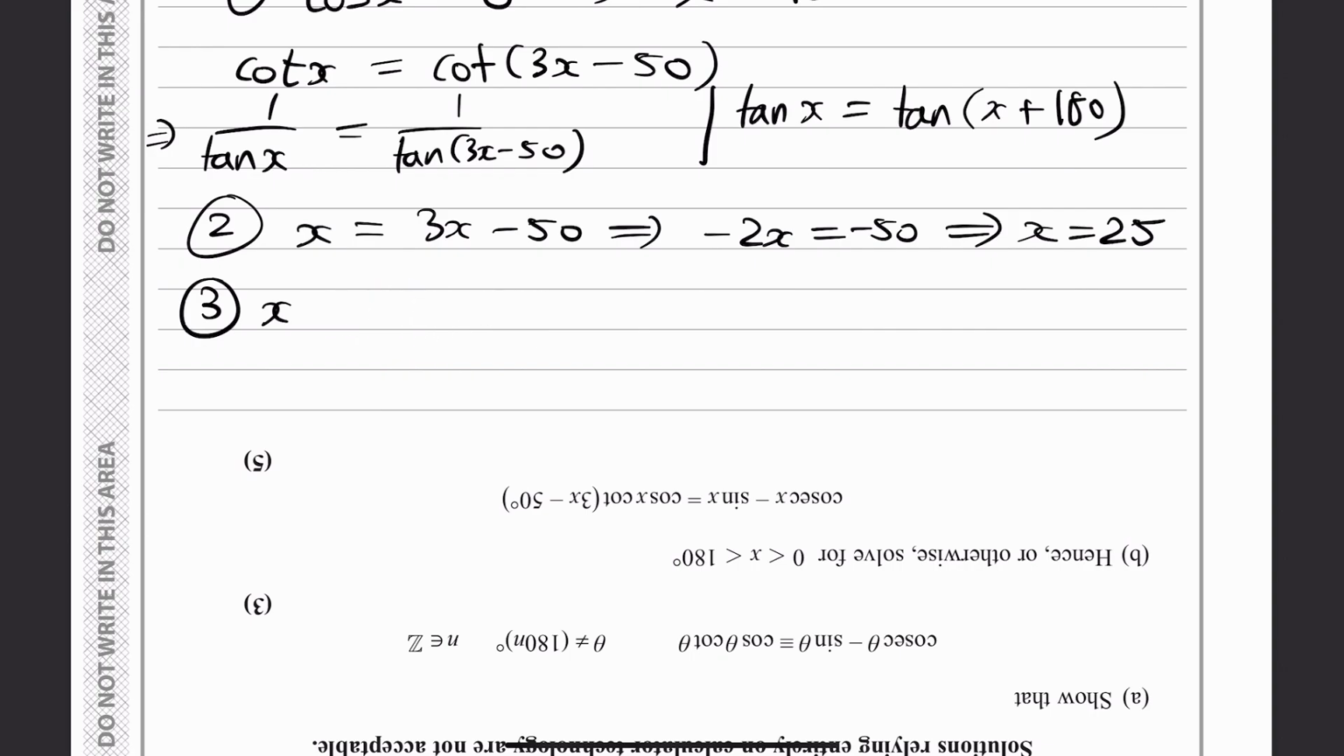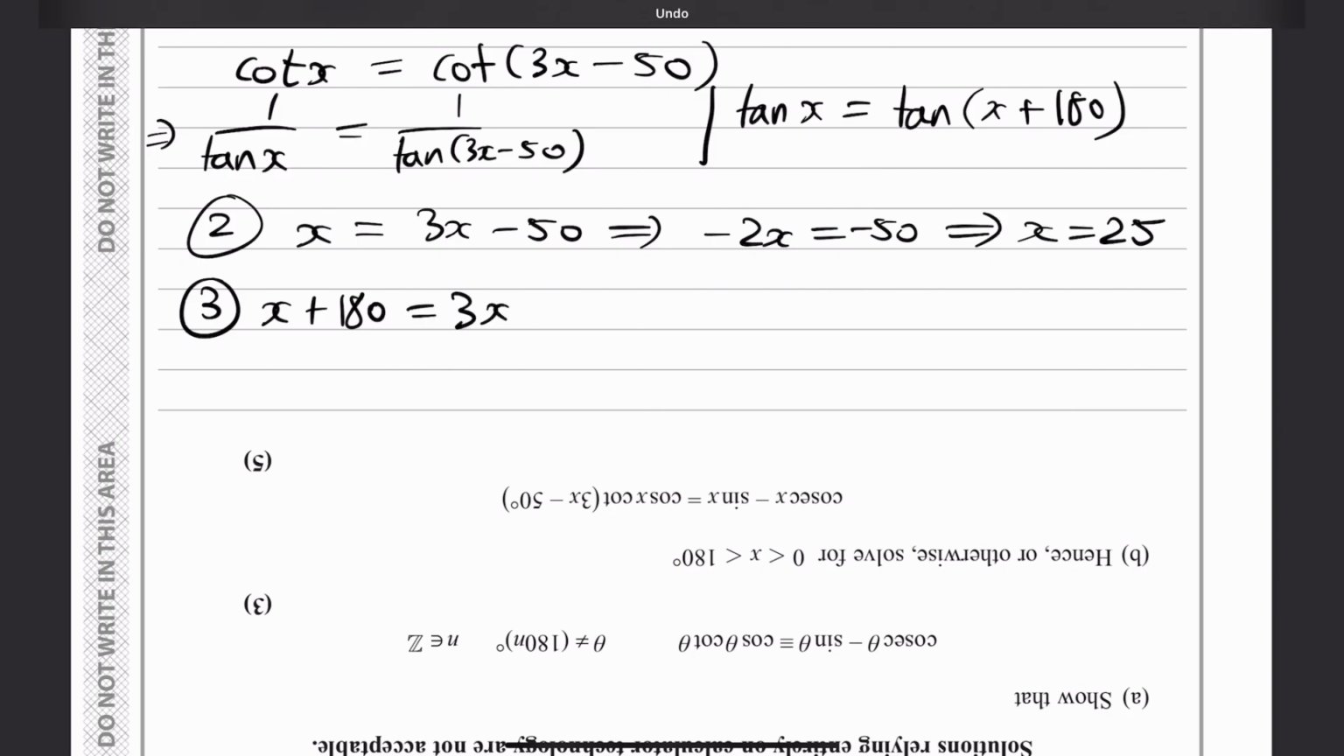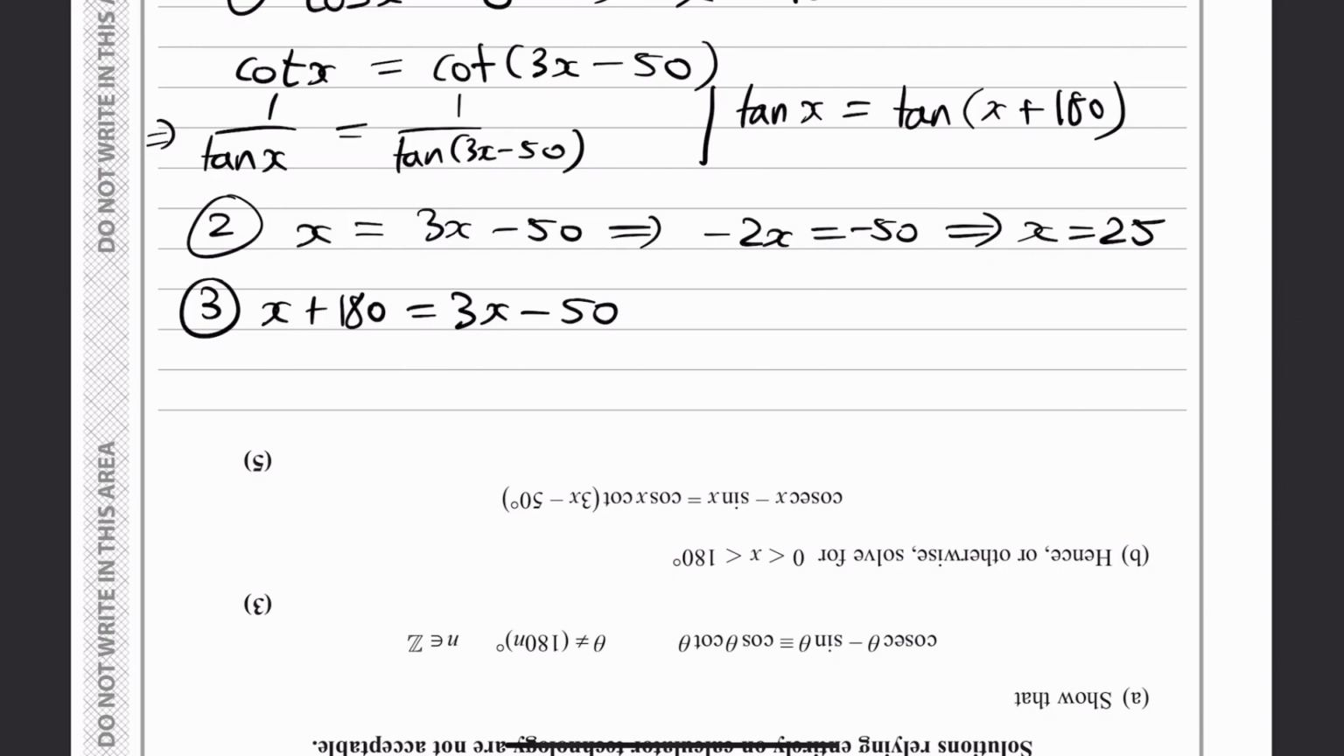Wait, I'll add the 180 on this side so we can probably get it in the range. x is equal to 3x minus 50 plus 180. And now just solve for this. Minus 2x equals minus 230. So x is equal to minus... Okay, my plan backfired because that doesn't give us the equation we want in the range. So we'll just do it the other way around. Minus 50 plus 180. And minus 2x is equal to 130.